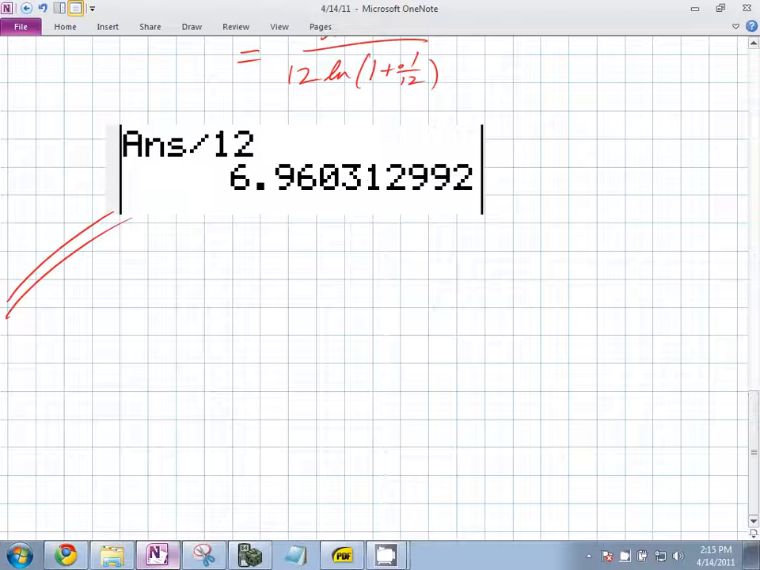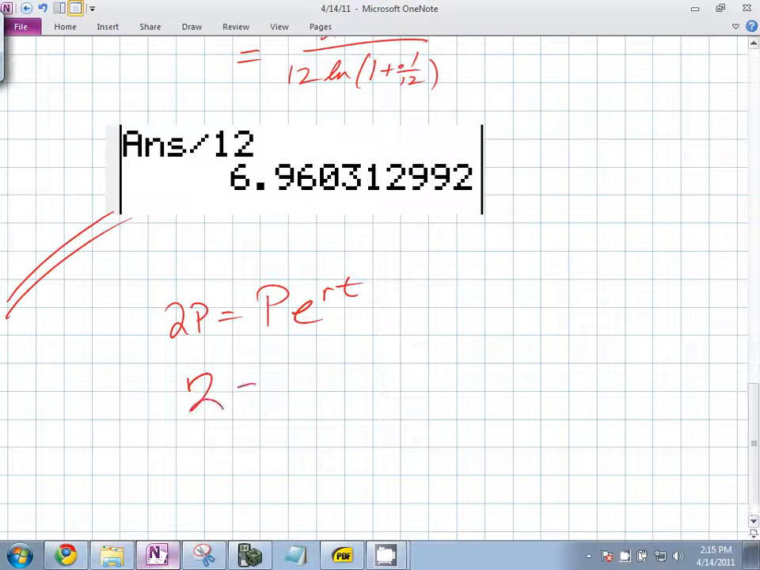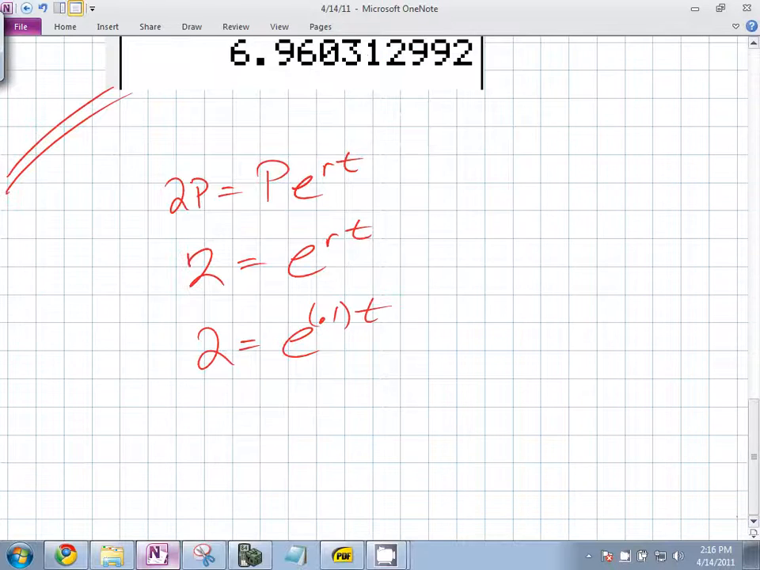So if we want to do the continuously, well, that's 2p is equal to p e to the rt. So you have 2 is equal to e to the rt. That's the time to double, right? So 2 is equal to e to the, what's the interest rate? 0.1 t, right? So ln 2 is equal to 0.1 t. So t is equal to 10 ln 2.